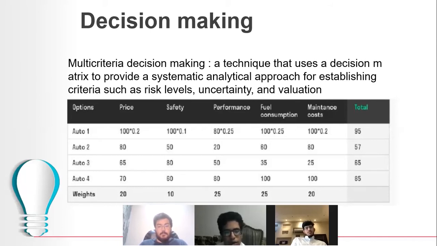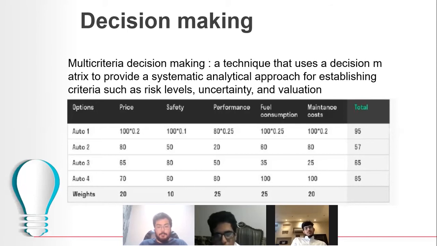What we do is that we give numbers out of 100 for every column, and we multiply it by the weight. For example, you have 100 for price, we multiply it by the weight which is 20%, safety is 100, multiplied by the weight which is 10, performance is 80, multiplied by the weight which is 25%, fuel composition which is 100, we multiply by the weight which is 25%, maintenance cost 100 multiplied by 20%. The total is 95.